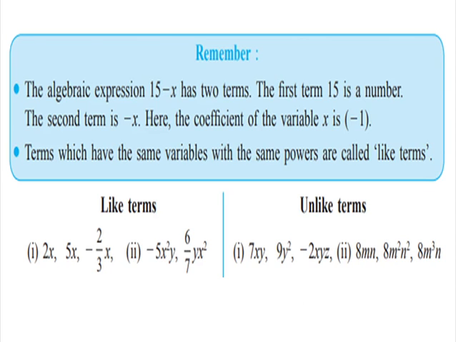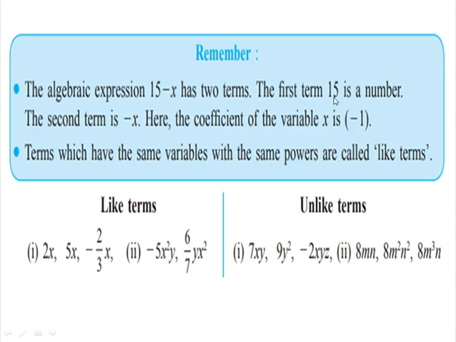Now, if you look at this algebraic expression, 15 minus x has two terms. Which two terms are there? 15 is the first term and the second term is negative x. Now, the first term is a number; it doesn't have any variable. It is not necessary that every term should have a variable. So, it is also called a constant term. When there is no variable attached with the given number, it is called a constant.